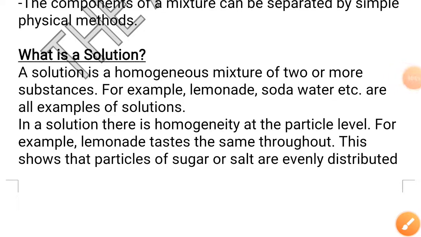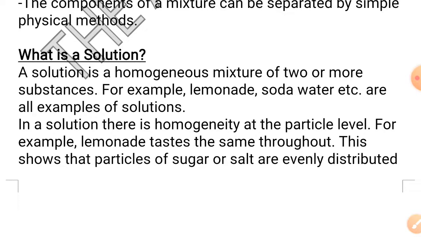Hello students, previously we learnt about pure substances and mixtures, and today we are studying about solutions. Firstly, let us introduce what a solution is. A solution is a homogeneous mixture of two or more substances.